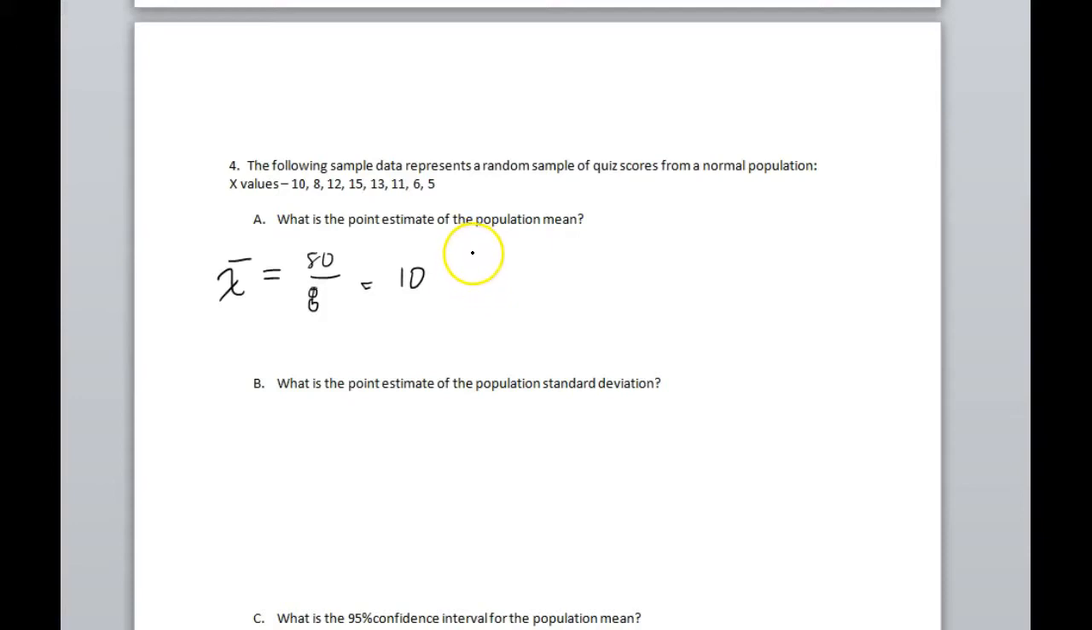What is the point estimate for the standard deviation? That's also a calculation that you can run in Excel. I'm not going to do that. We've calculated sample standard deviation before.